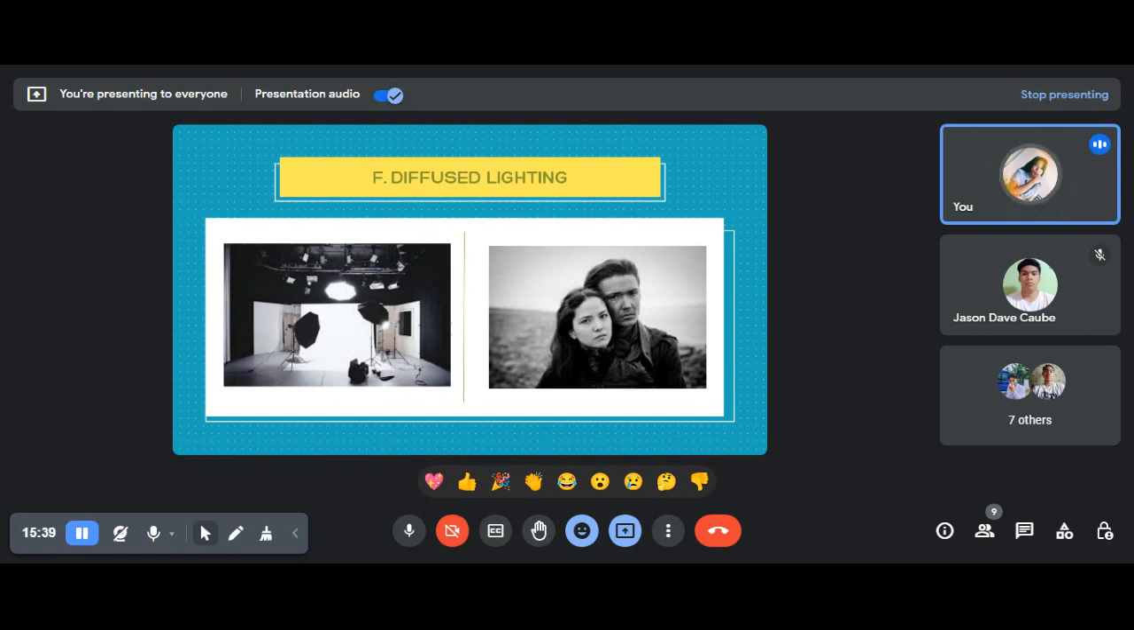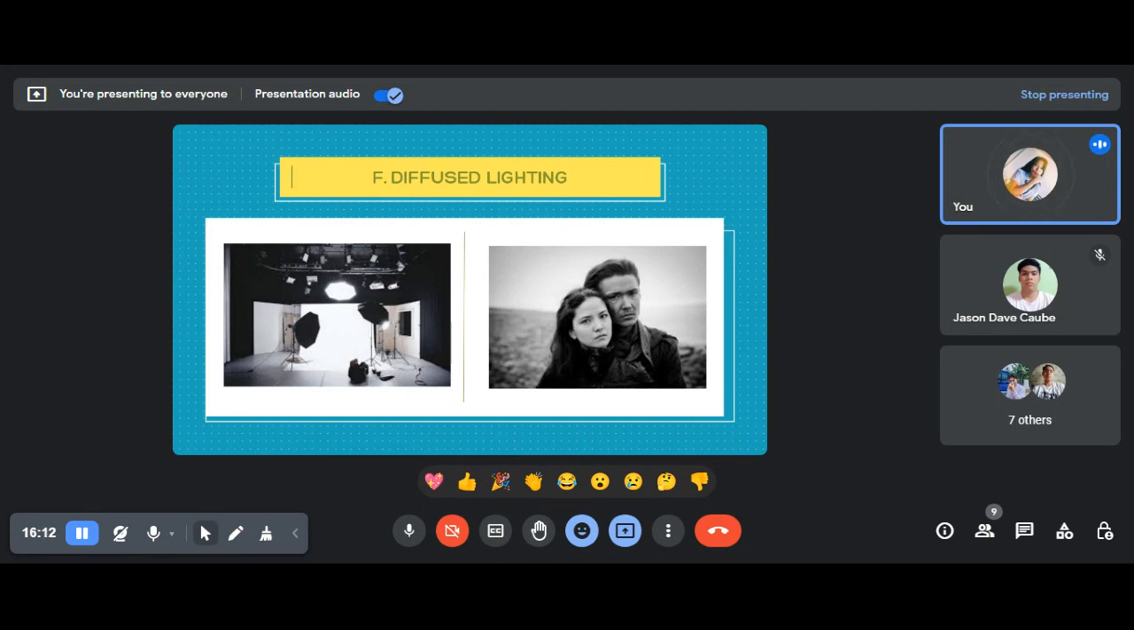Diffuse lighting can be achieved in several ways, including soft boxes or umbrellas to diffuse the light from a flash or continuous light source, or by bouncing the light off a reflective surface such as a white wall or ceiling. This helps to create a more even and natural looking illumination, which can be especially important when photographing evidence in order to accurately document its appearance.